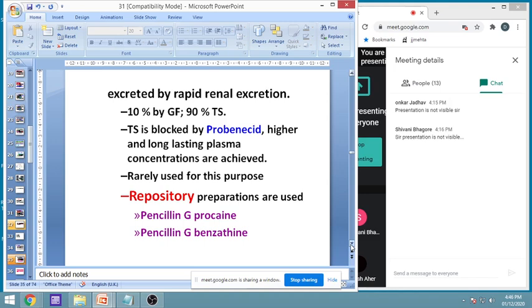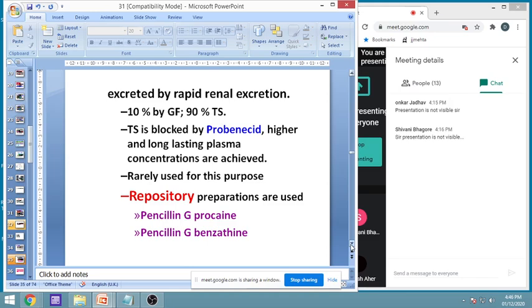They will act as a prodrug. This procaine penicillin or benzathine penicillin is then slowly hydrolyzed. The penicillin will be active, and procaine will be metabolized. But the problem with that is procaine itself is a local anesthetic in nature, so it will cause its own adverse effects simultaneously. That is one thing.